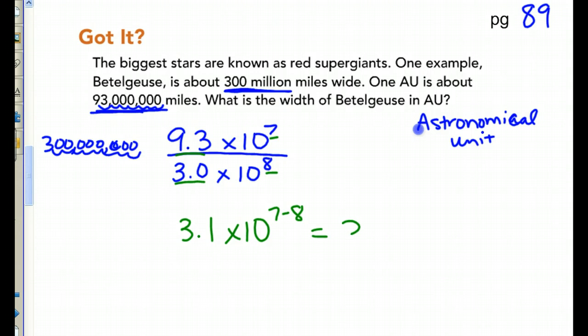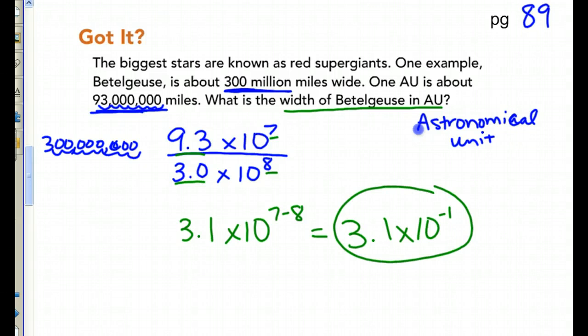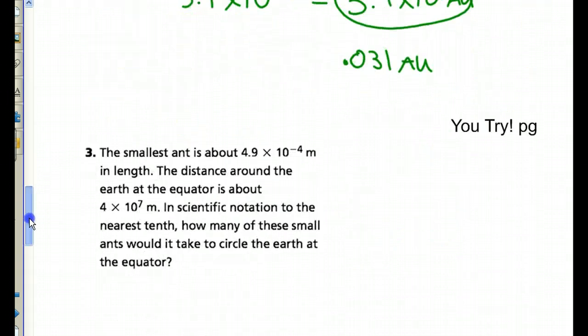And what is 7 minus 8? It's going to be 3.1 times 10 to the negative 1. So the width of one AU is 3.1 times 10 to the negative 1 in terms of the star. Remember, negative exponents mean small numbers, in AU, or astronomical units. That means it's 0.031 of a unit. That's a small unit, but it's a big star.